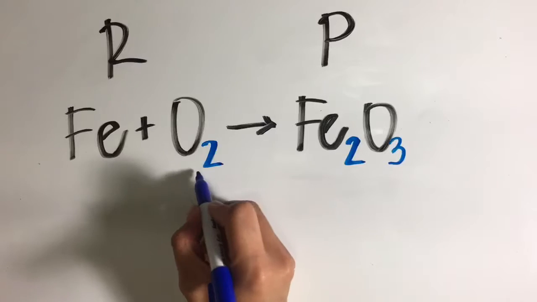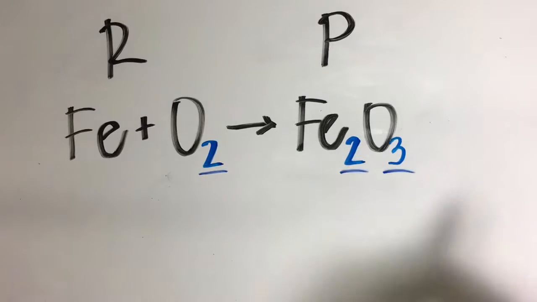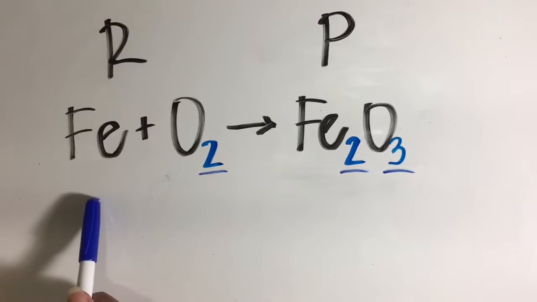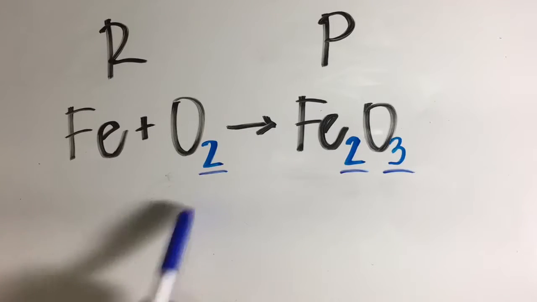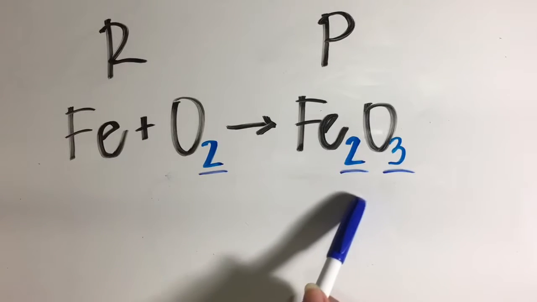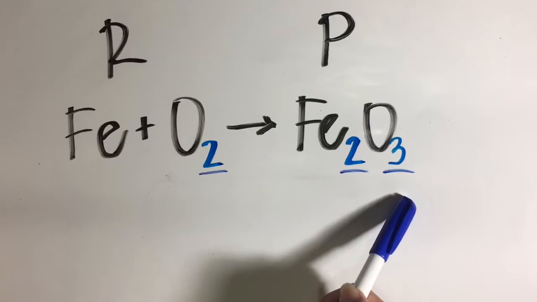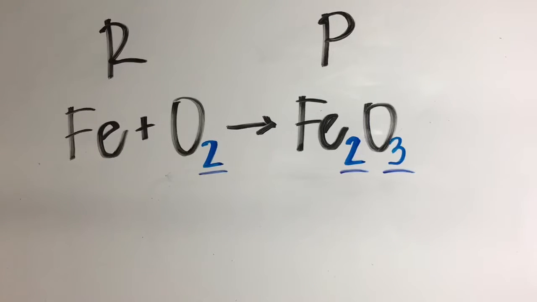These numbers right here are called subscripts. They indicate the number of atoms of the given element. You will see that this equation is unbalanced because on the reactant side there is 1 atom of iron and 2 atoms of oxygen. On the product side there are 2 atoms of iron and 3 atoms of oxygen. Now how will you balance this equation?